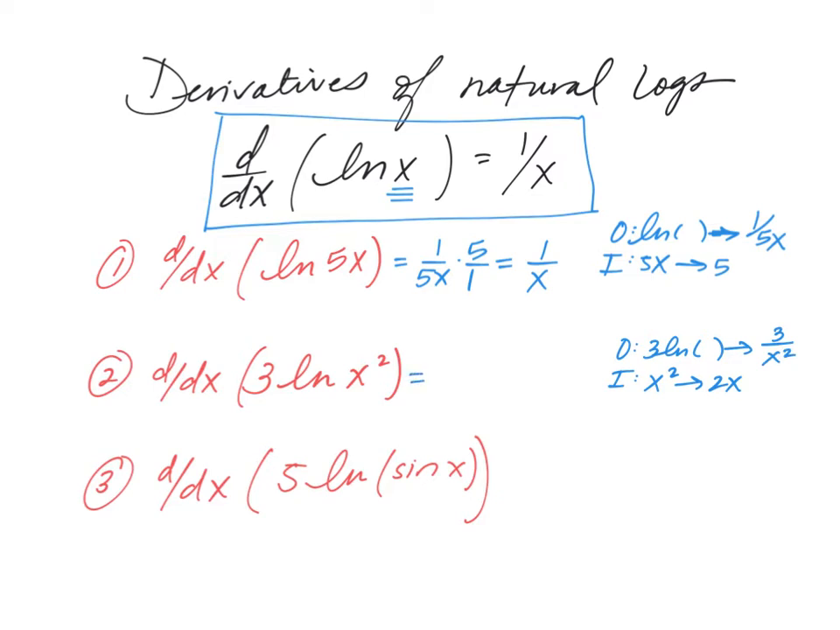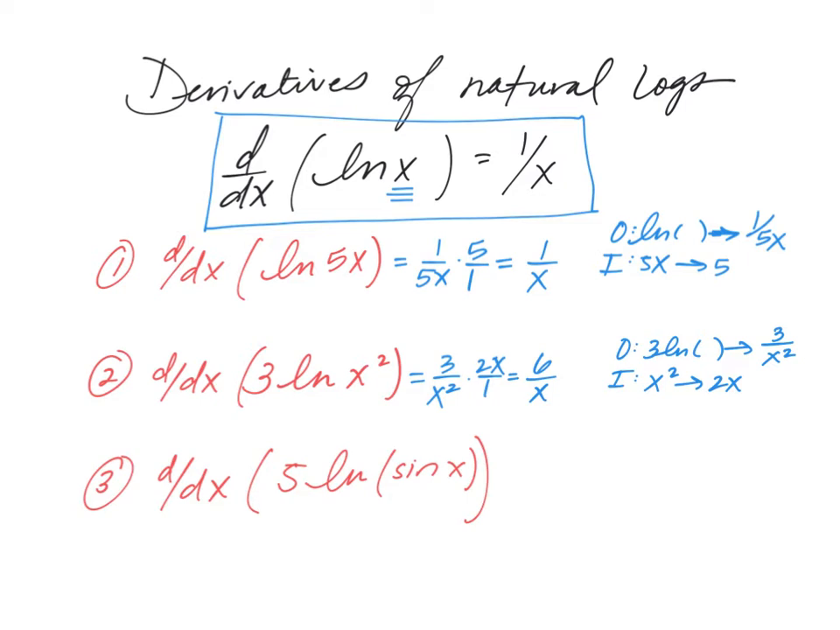So I'll get my final answer by multiplying those two pieces. So I have 3 over x squared times 2x over 1. I'm able to simplify and take 1 x away from the numerator and denominator, which gives me 6 over x for my final answer when taking the derivative of 3 natural log of x squared.